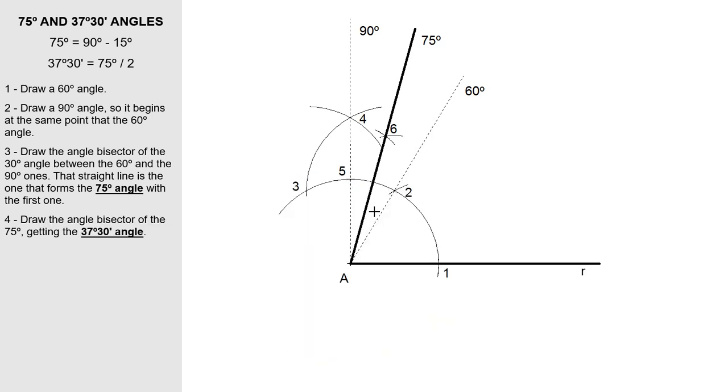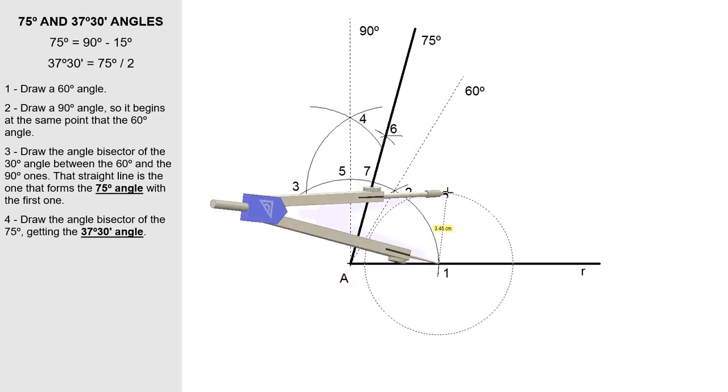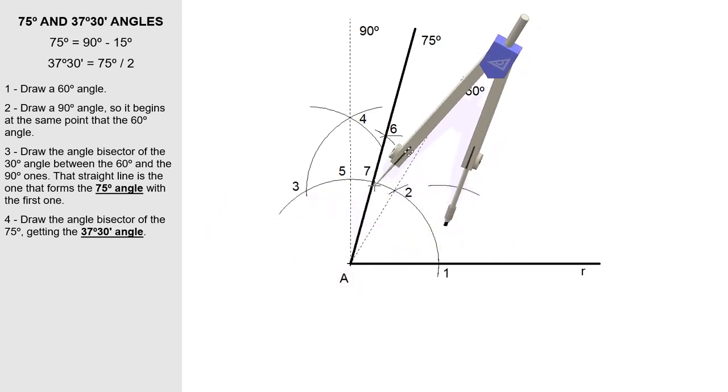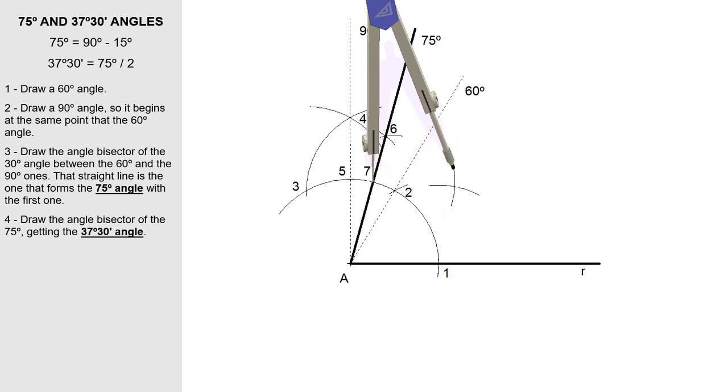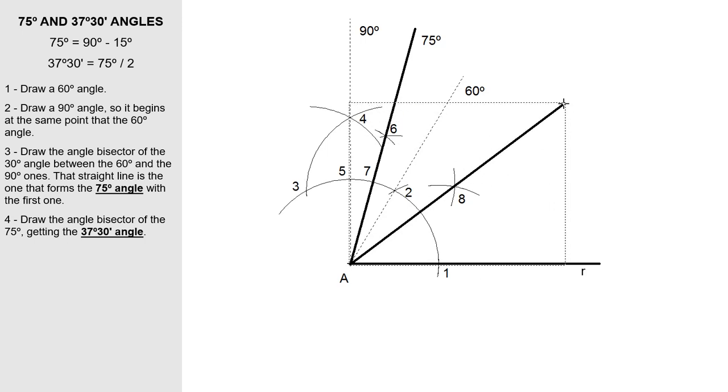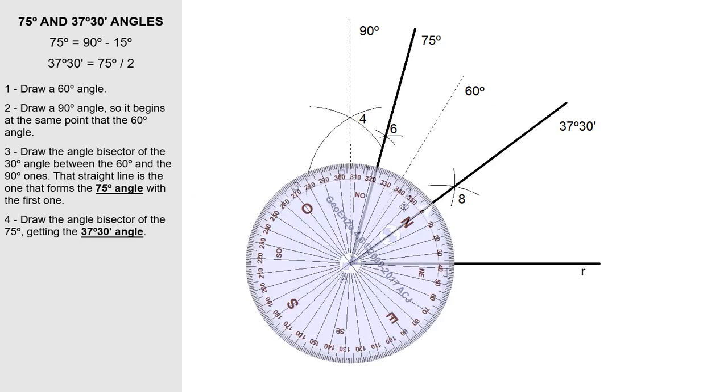And we will get the 37° 30-minute angle by drawing the angle bisector of the 75° one. Using points 1 and 7 as centers and the same radius, the one we want, we draw two arcs that meet at this point 8, which belongs to the angle bisector of the 75° angle. So the semi-straight line that starts at A and goes through point 8 forms the 37° 30-minute angle with semi-straight line R. I check it, here it is, the 37° 30-minute angle.